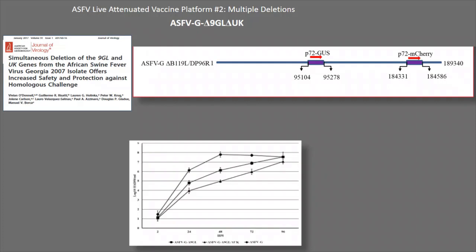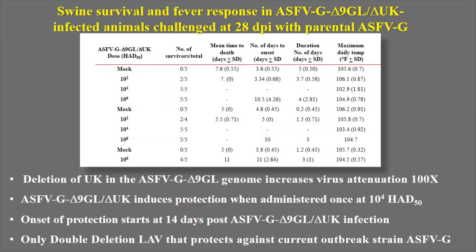Introducing UK into our 9GL platform, we were still able to grow the virus in macrophages, although it was slightly reduced. When we challenged with this new vaccine strain, we found that we were able, again, to get partial protection at 10 to the 2 and full protection at 10 to the 4 and 10 to the 6. But importantly, deletion of UK in the Delta 9GL backbone increased viral attenuation at least 100-fold and induced protection when administered once at 10 to the 4.